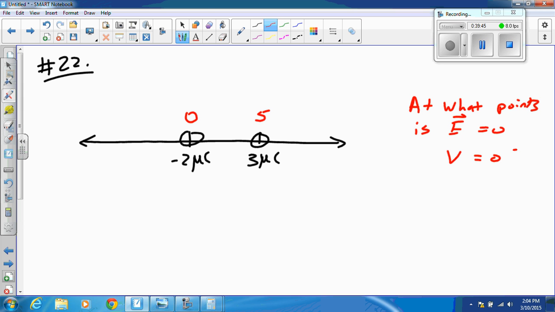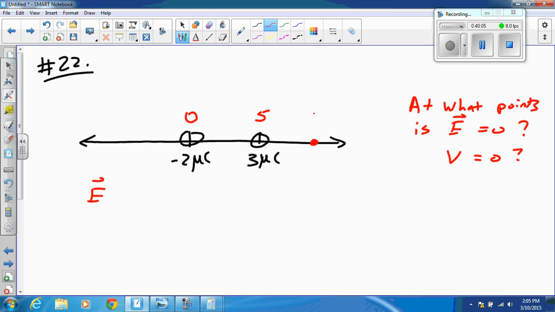And at what points is the electric potential equal to 0? Can you use proportions to find this or not? Well, let's answer that question retrospectively. Let's set up the equations and then see if proportions would have worked. So let's start with electric field.